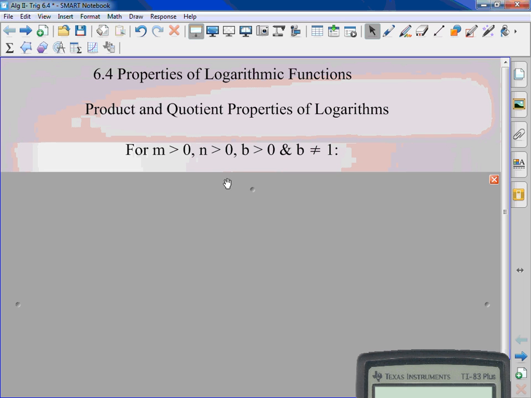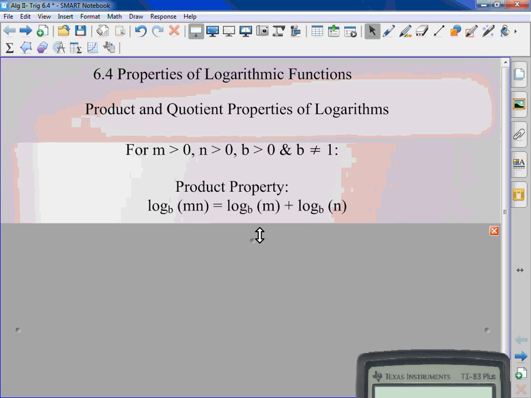For m greater than 0, n greater than 0, b greater than 0, but b cannot be 1. The product property is log base b of m times n is equal to log base b of m, plus log base b of n.